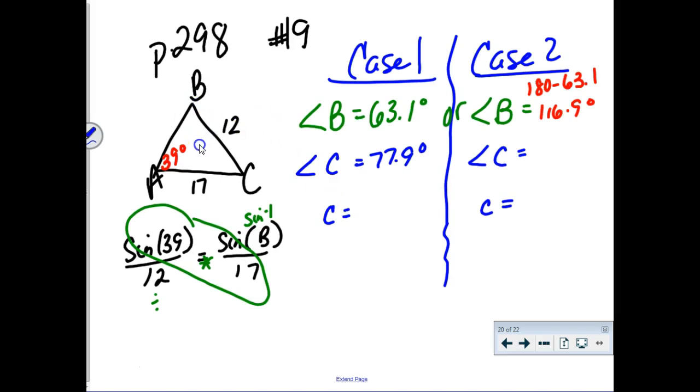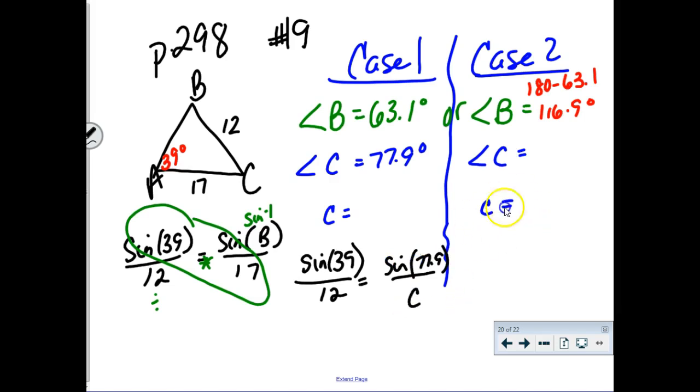So this is kind of confusing for kids because they have that one picture. If this picture is confusing you, then just draw 2 separate triangles for case 1 and case 2. But we're going to set up these. It's going to look basically exactly like this. So sine of 39 over 12, except this time I'm trying to find C. So you're going to do the sine of angle C, which you just found, over leg C.